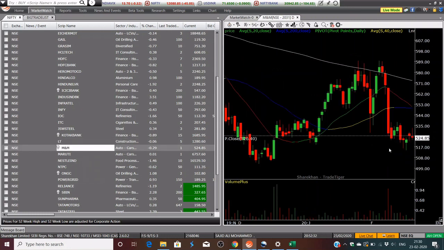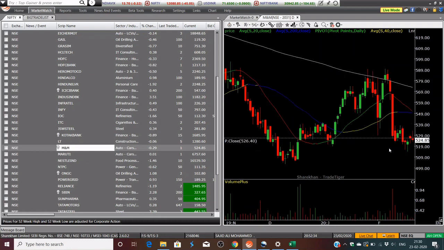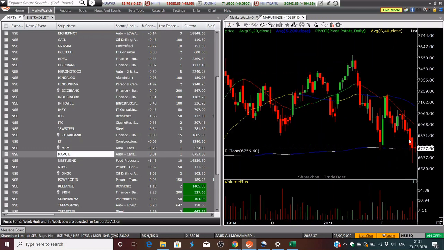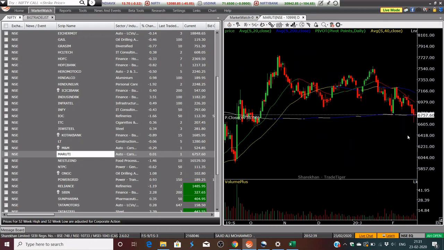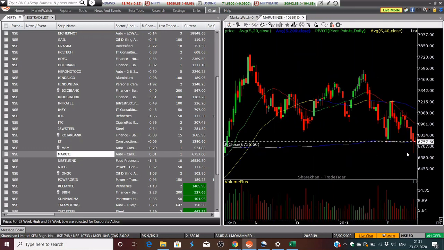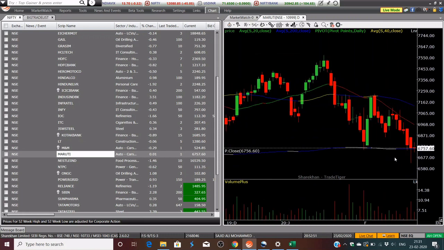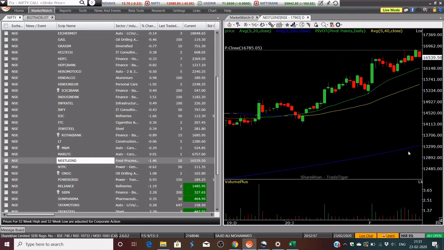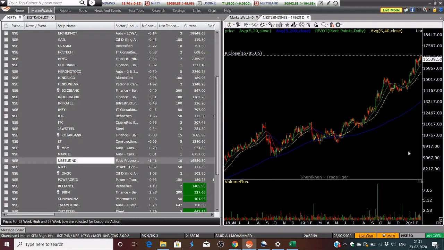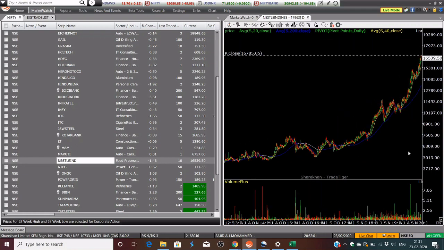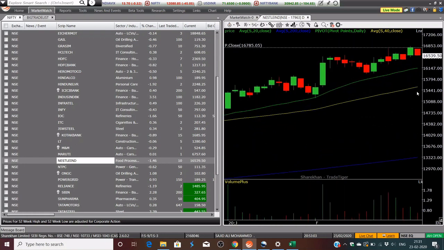M&M is in the zone, support zone again. Maruti, it has retraced from the 200 period moving average, but you have to wait for a green candle above this. Nestle India is in a good bullish trend. Another stock which we use on a daily basis, these products you can buy on any dip into this zone.